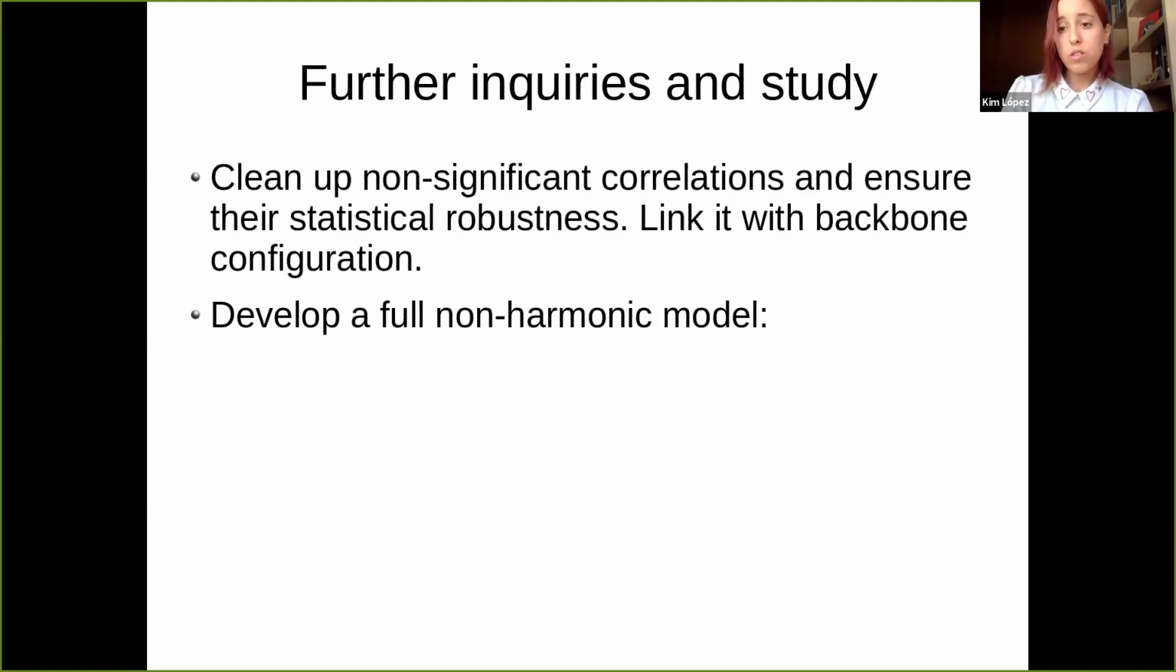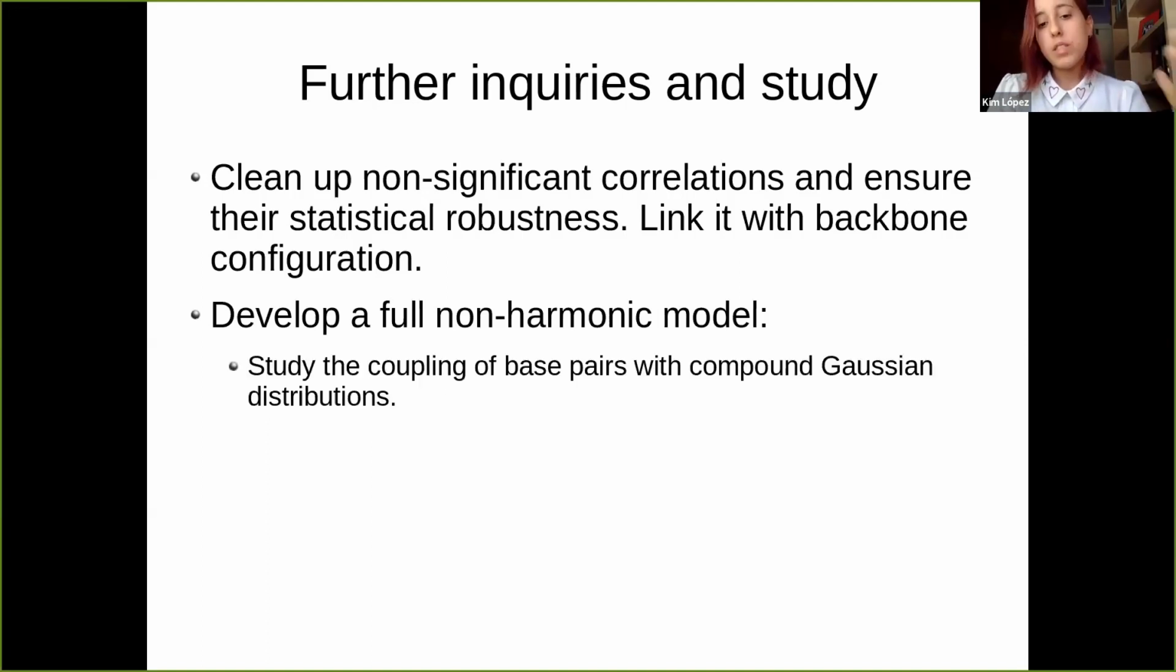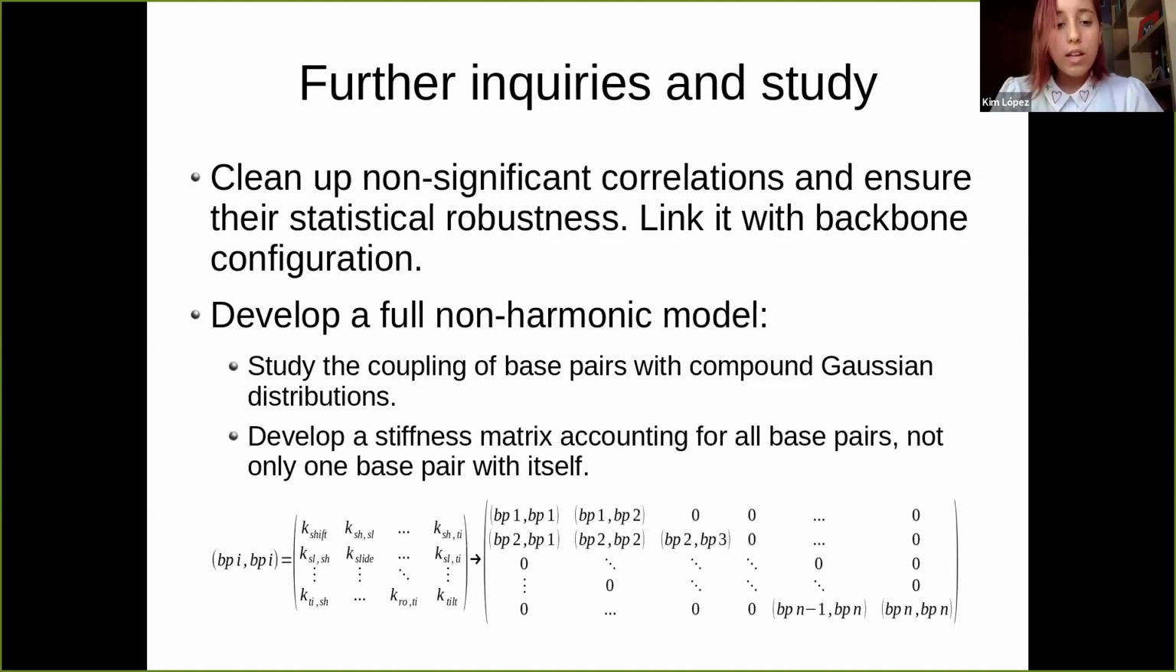And of course, moving aside from this theoretical part, we also want to try and implement these results in our code. So we want to develop a full non-harmonic model with this kind of Hamiltonian, just as the one we had, and taking into account these compound Gaussian distributions, as I just said, but also replacing our current stiffness matrix that looks like this, with 6 rows and 6 columns, for a larger one that also has stiffness constants for bases that are at distance 1 and doesn't take into account distances greater than 1, as I said before, because we have to cut somewhere.